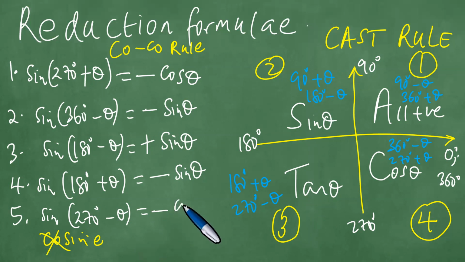It's going to be the cosine. Cosine theta, because of the co-function change at 270, because of the co-rule. Sine has no co. The co-rule says if there's no co and there is 270, put on the co, and it becomes cosine with the negative. Okay. Right. Let's get cracking with more exams. Let's get more exam questions that are very interesting.